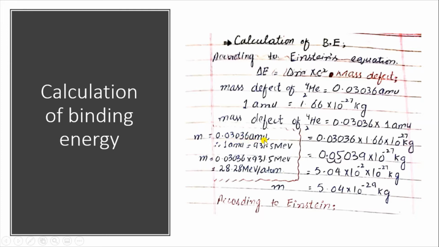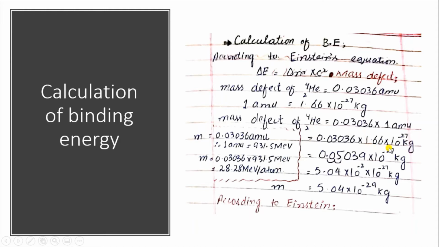The mass will be 0.03036 AMU, and we also know that 1 AMU is equal to 931.5 mega electron volt. So if we want to find the mass in mega electron volt per atom rather than in AMU, we will multiply it with 0.03036. So the mass in mega electron volt will be 28.28. In this way we will find the mass deficit.